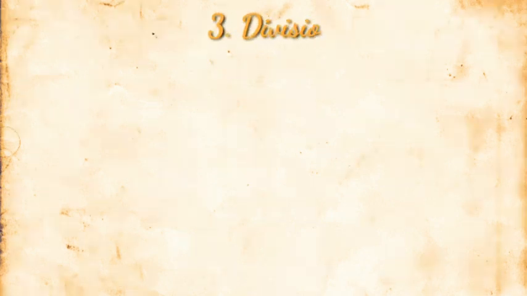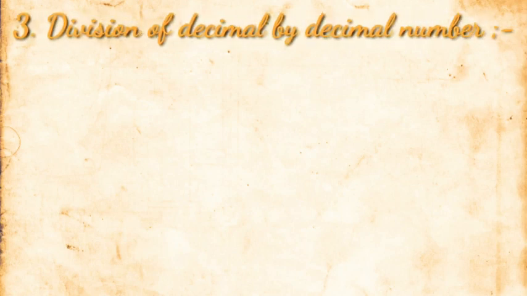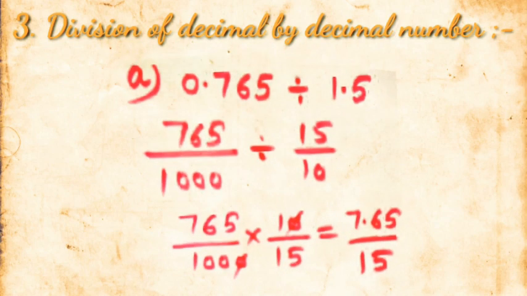So next is division of a decimal by a decimal number. If we have to divide a decimal by a decimal number, it means the dividend is also a decimal number as well as the divisor. So here we have to go for 0.765 divided by 1.5. The first method is to shift the decimal in the dividend by as many places as in the divisor.